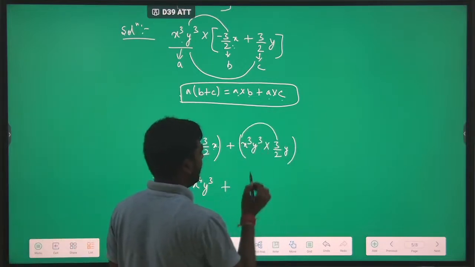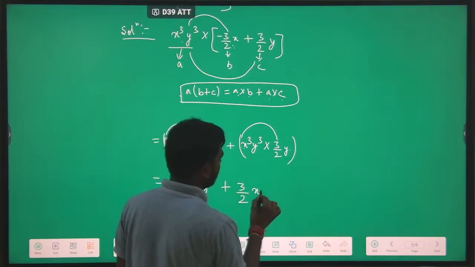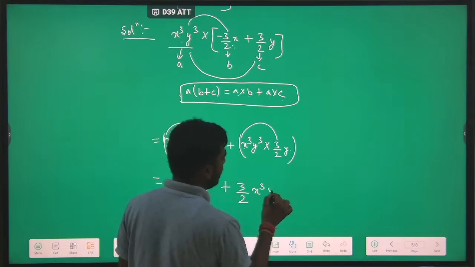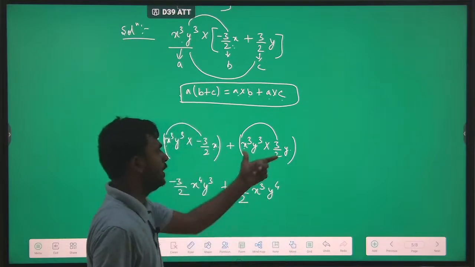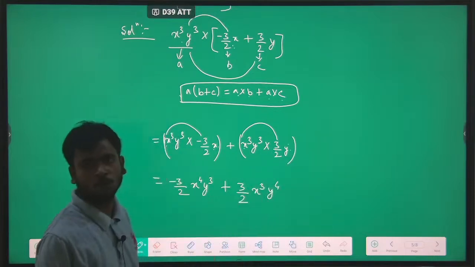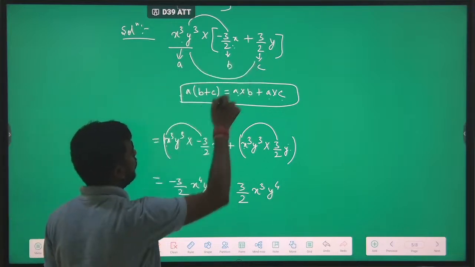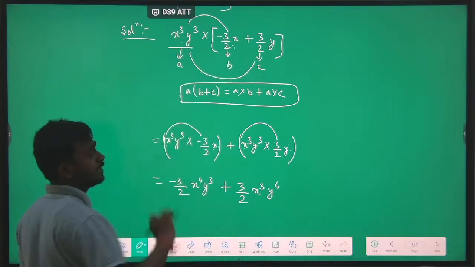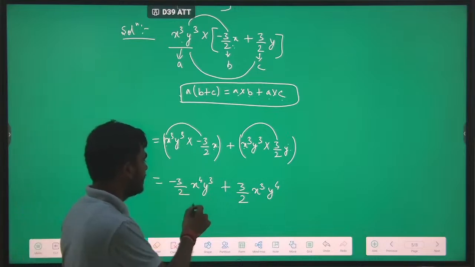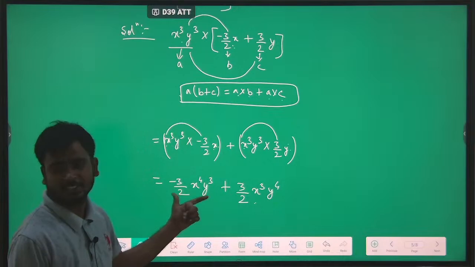3 by 2 into 1 is 3 by 2. x cube into 1 is x cube. And y cube into y is y to the power 4. Bases are same, power will be added, 3 plus 1 is 4. So on multiplying these two algebraic expressions, we will get these two terms.